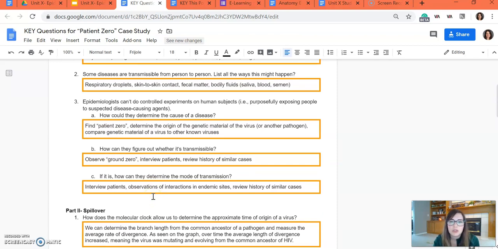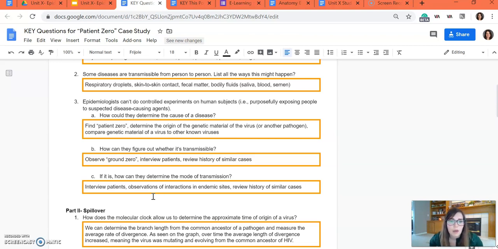Epidemiologists can't do controlled experiments on humans, obviously, so how can they determine the cause of the disease? You should have seen this in this case study, but also in the podcast for Friday. They try to locate patient 0. So they determine the origin of the genetic material of the virus or another pathogen, and then compare that genetic material of the virus to other known viruses.